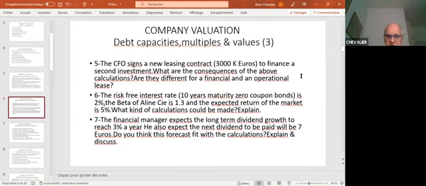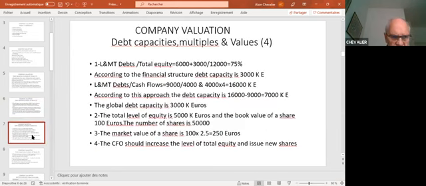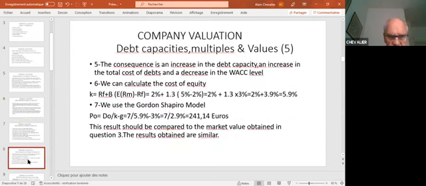So number 6 is more, I would say, classical. It's really an application. Generally, you like that kind of question. Let's read the question together before moving again to the answer here.